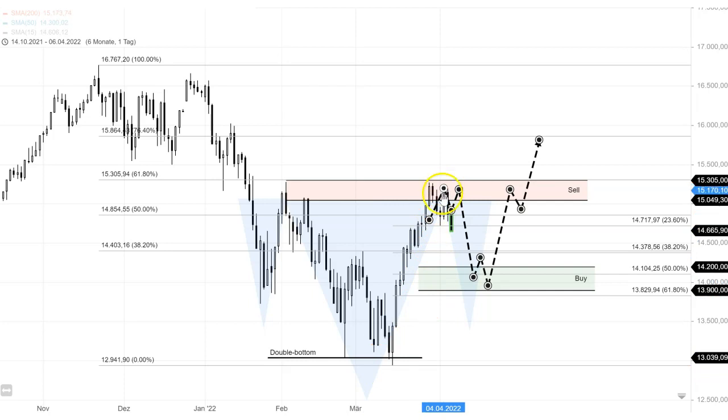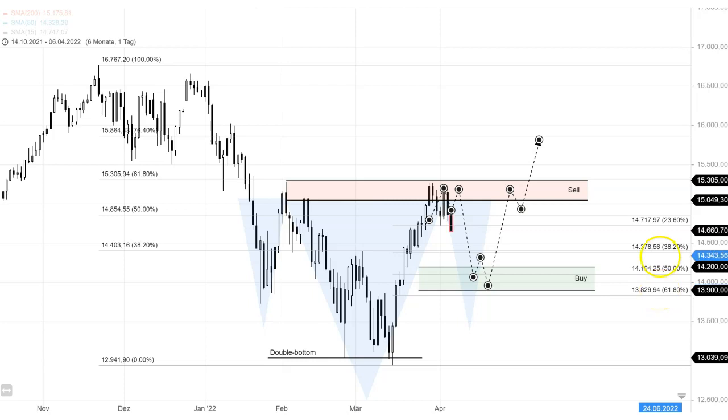And now just have a look what Nasdaq is doing. It went up, came down, went up back into that zone, and now I put a buy zone in here. It's between 13,900 and 14,200. And what I would like to see, my minimum target on the daily is actually the 38.2. It's 14,378. But I rather would like to see the 50 or even the 61.8 retracement, the 13,829.